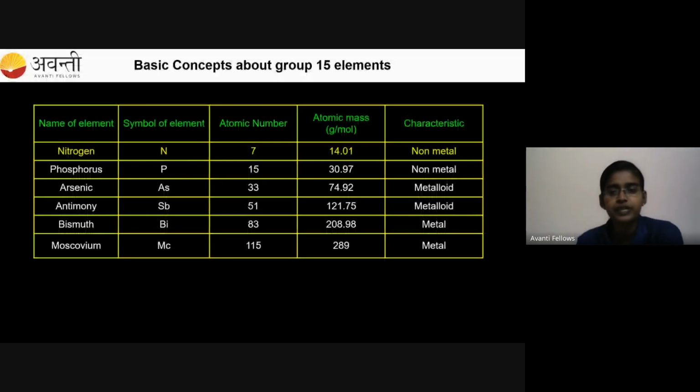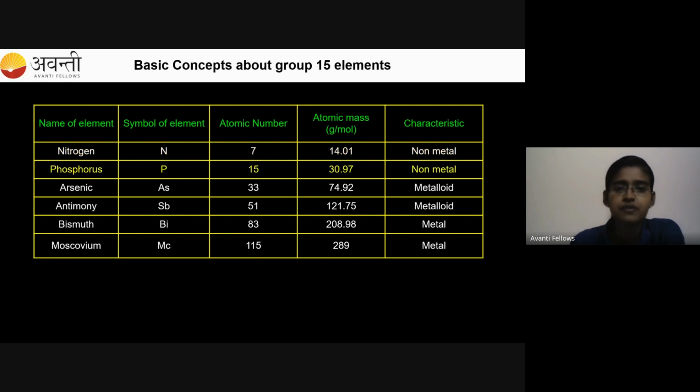So who are the group 15 elements? Nitrogen, phosphorus, arsenic, antimony, bismuth, and moscovium. These elements come under group 15. The symbol of each element is given, along with the atomic number, atomic mass, and the physical nature, that is, the characteristics. If you see nitrogen, it has atomic number 7 with atomic mass 14. It is a non-metal. For nitrogen, you have to study the atomic number and atomic mass. Okay, it is very important.